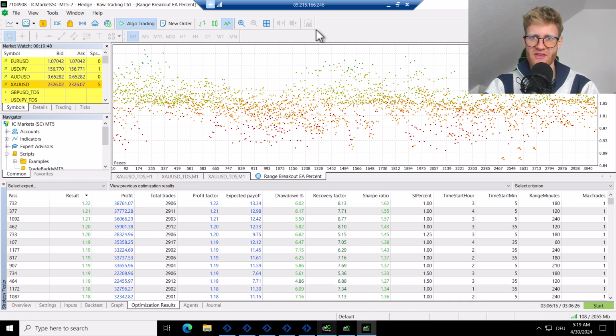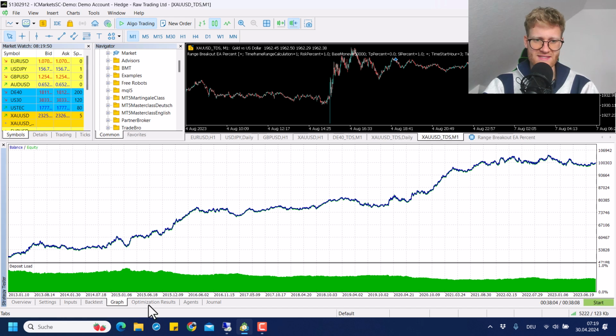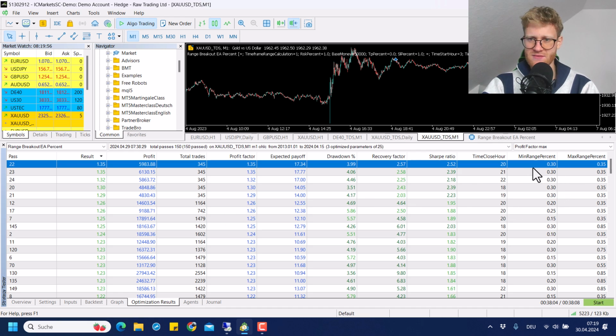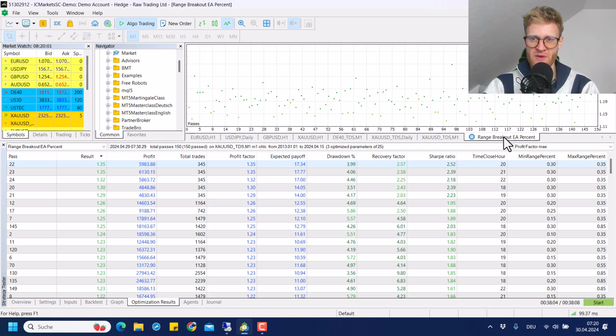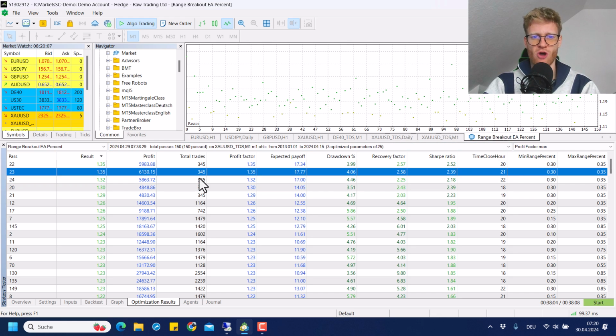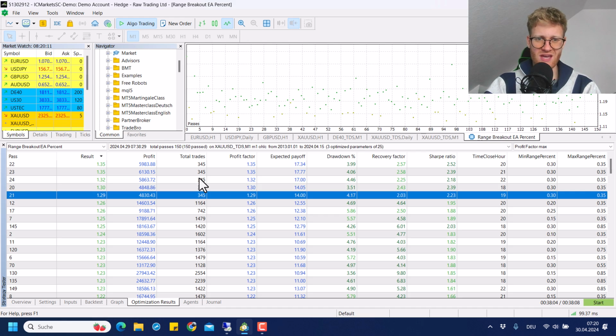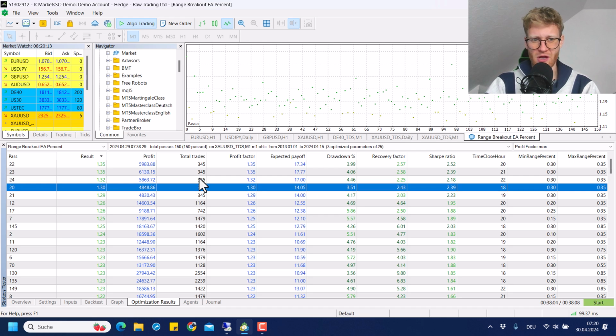So I did another testing run on my local PC, where you can see the optimization results here. Here I also tested the minimum range and the maximum range. You can see some of these profit factors were very, very good, like 1.35, which is in my opinion great, but we didn't have so many trades here, so I did not go for these settings, because I would say this could be a little bit over-optimized.